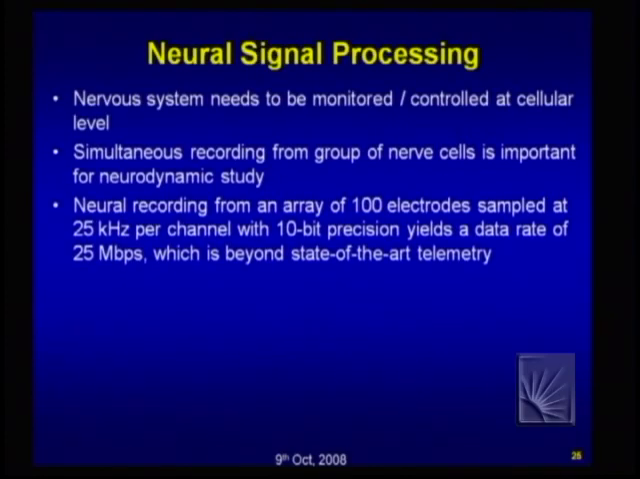The first thing is, what kind of signal processing do we need? The nervous system needs to be monitored and controlled, as I mentioned, at the cellular level, and a number of nerve cells need to be recorded at the same time in parallel. Now, if you record from hundreds to thousands of electrodes in parallel, then definitely the transceiver power and the bandwidth requirement become a significant issue. Here is an example. If you are recording from 100 electrodes at a rate of 25 kilohertz per channel with 10-bit precision, then the raw data rate, if you do not do any onboard compression of the data, is 25 Mbps, which is beyond the state of the art telemetry device which we have today.